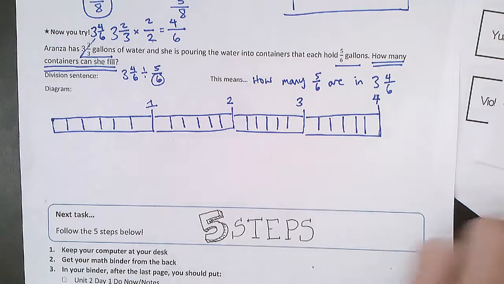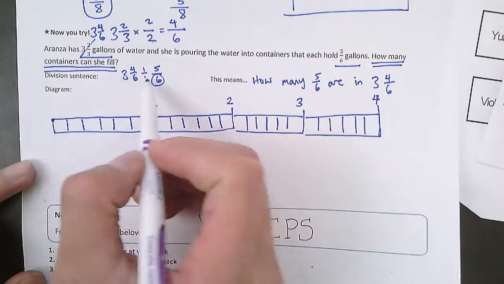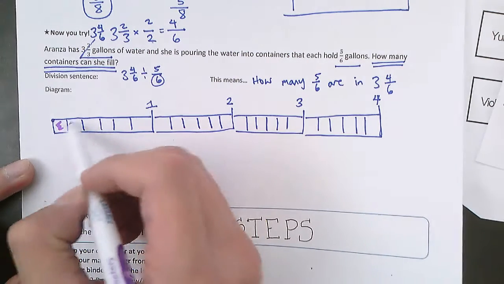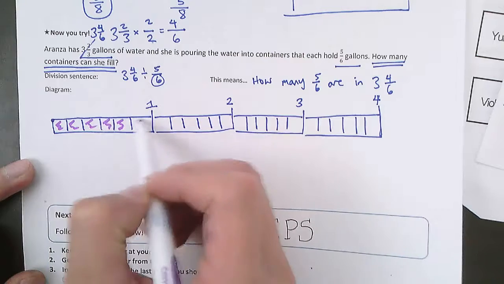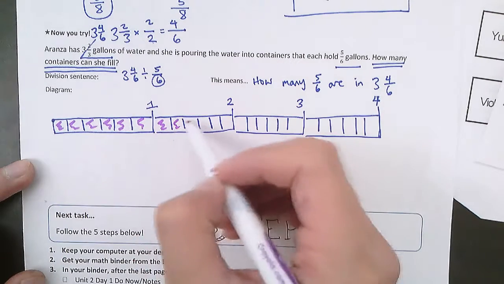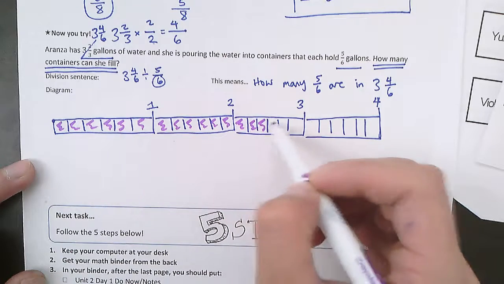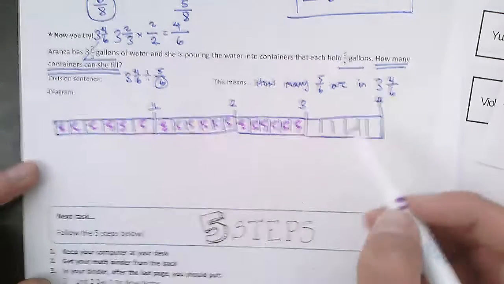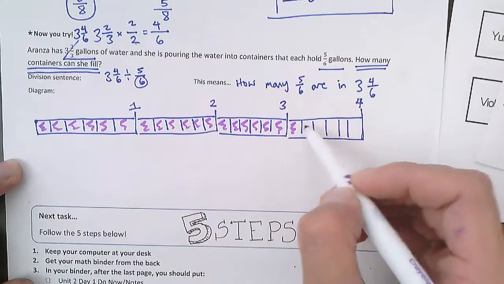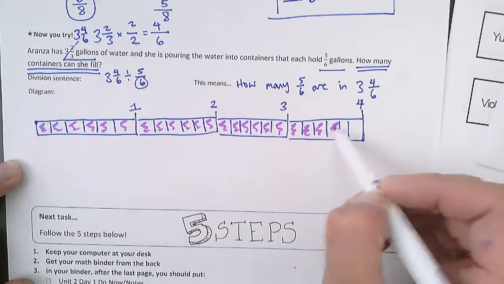All right. 3 4/6. Okay, 1 whole there. 2 wholes here. 3 wholes here. And then 4 out of these 6. 1, 2, 3, 4.